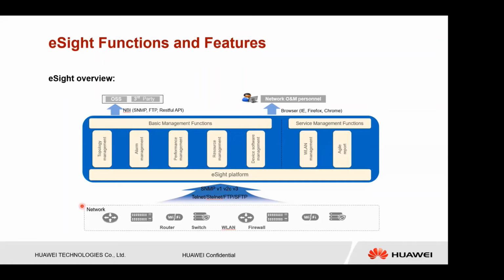So how do the network devices communicate with eSight? So basically it is based on SNMP. It will communicate using SNMP protocol, Telnet, FTP, and also SFTP.